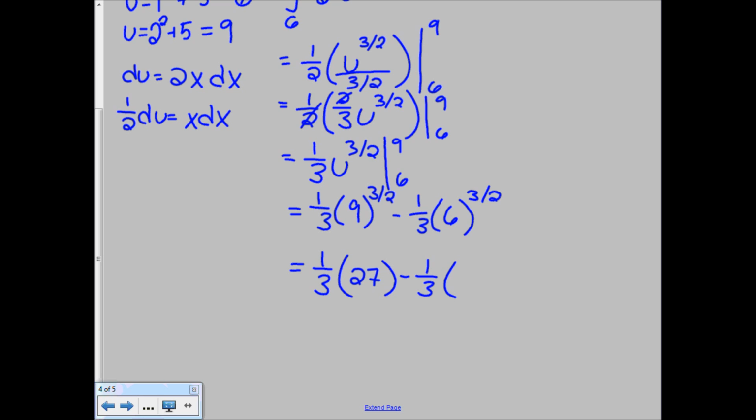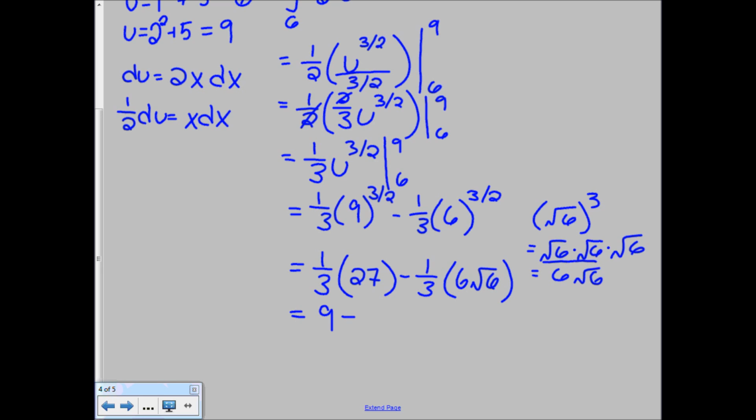So now, let's see. The square root of 6 is just the square root of 6. So the square root of 6 cubed is equal to the square root of 6 times the square root of 6 times the square root of 6. So we can multiply these first two together and get 6 times the square root of 6. So this is just going to be minus 1/3, 6 square root of 6 here in the end. Now if we just simplify, we're going to get 9 minus 2 square root of 6, which is our final answer.